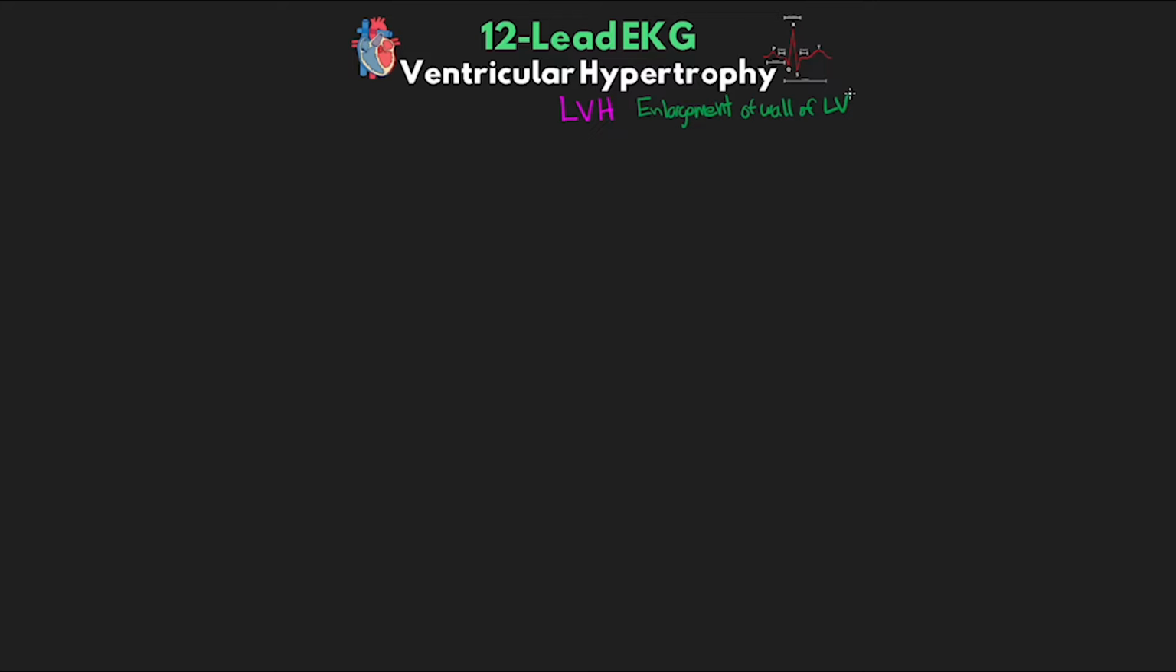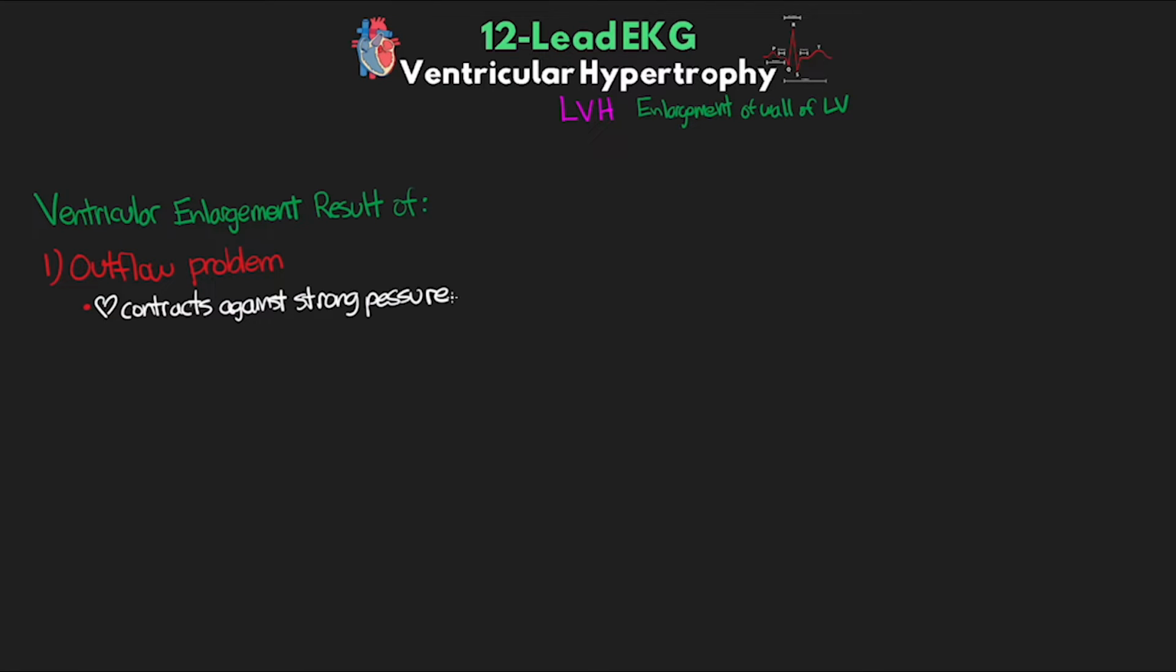Now, in general, ventricular enlargement is really going to be the result of two primary issues. So we either have some sort of outflow problem. So here the heart muscle must contract against a strong pressure that's either coming from high blood vessel pressure, so think hypertension, or a stenosed valve going from the ventricle to the blood vessel. So another example would be like aortic stenosis.